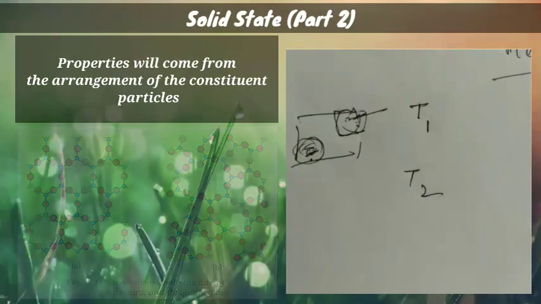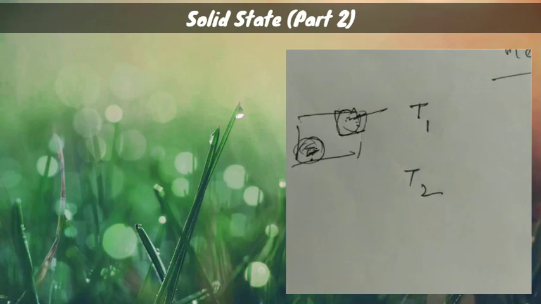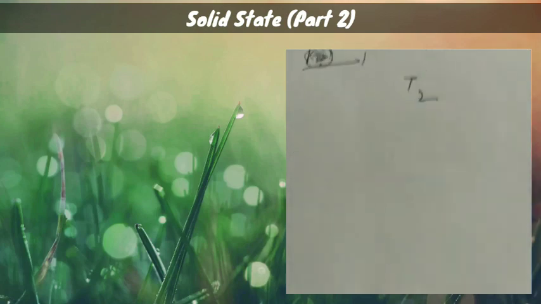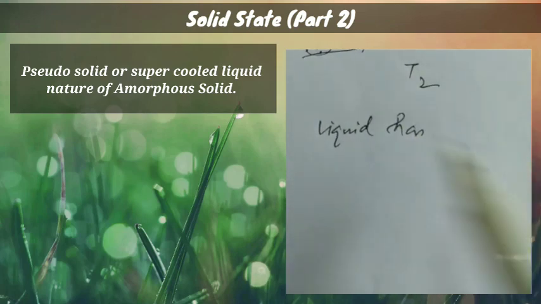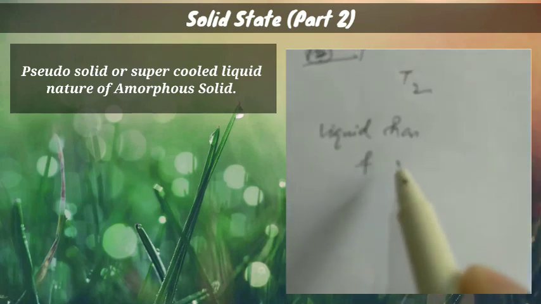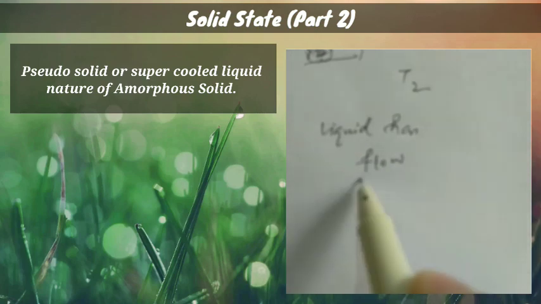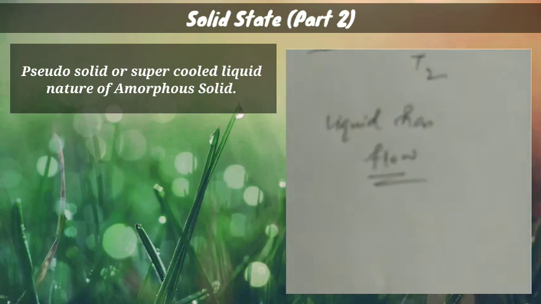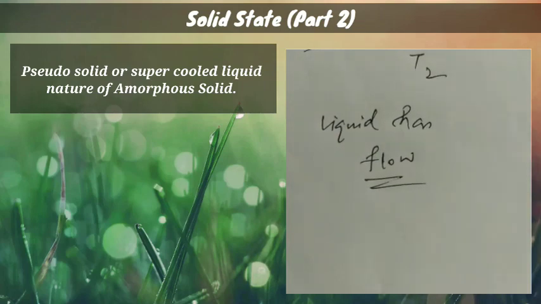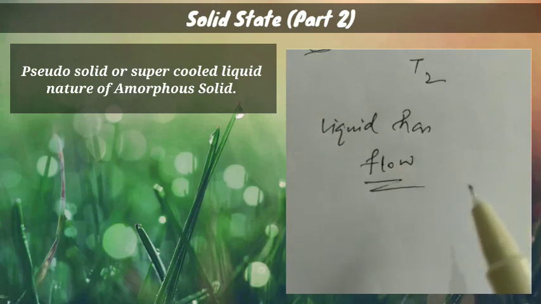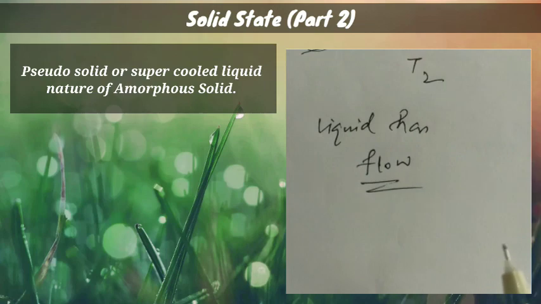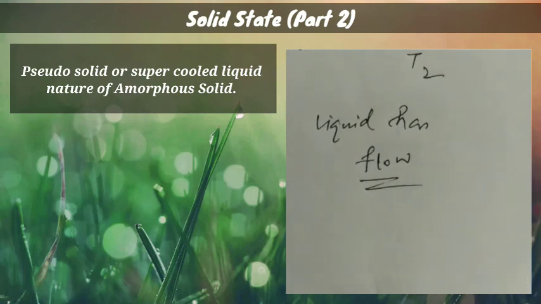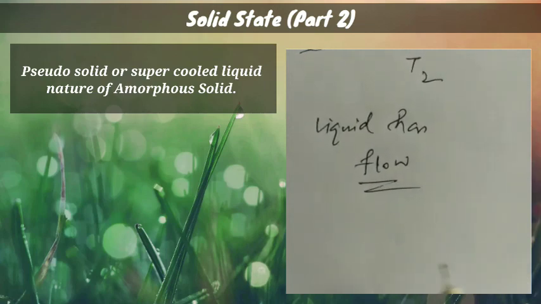One more thing: liquids have the property that they can flow, so we can say that a liquid is a fluid. Amorphous solids can also flow. They have flow properties, but it is a very, very slow process.